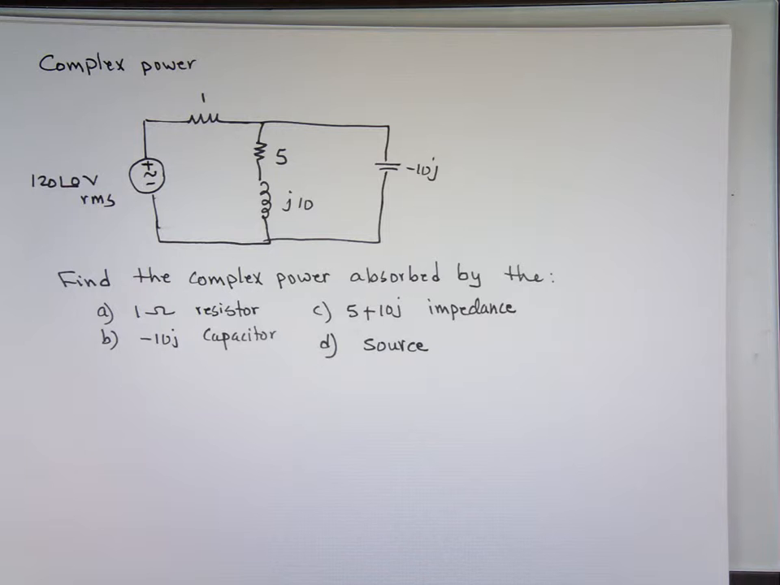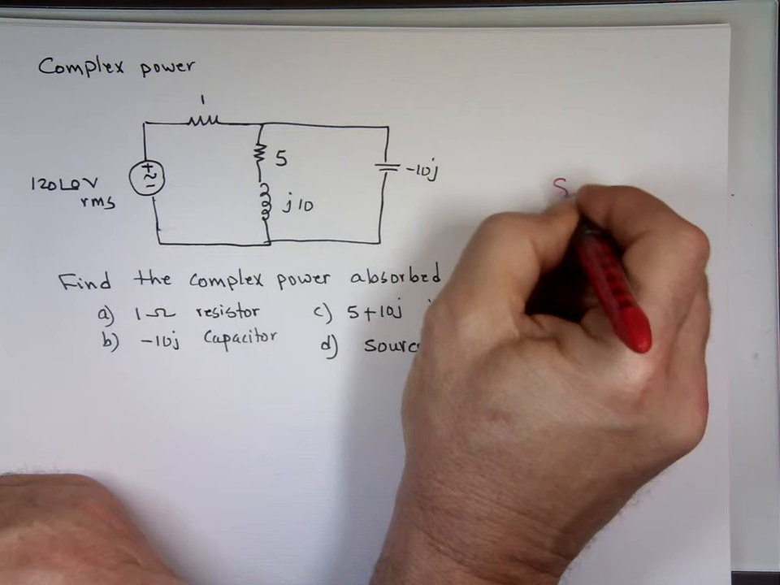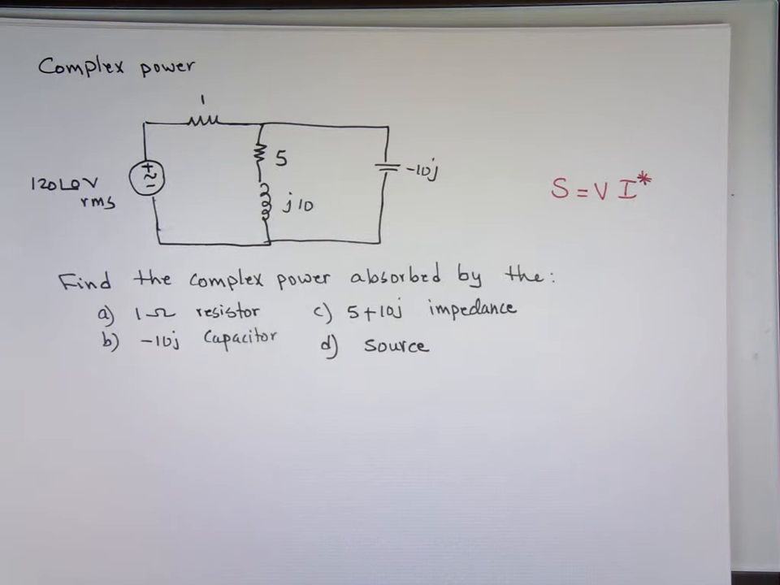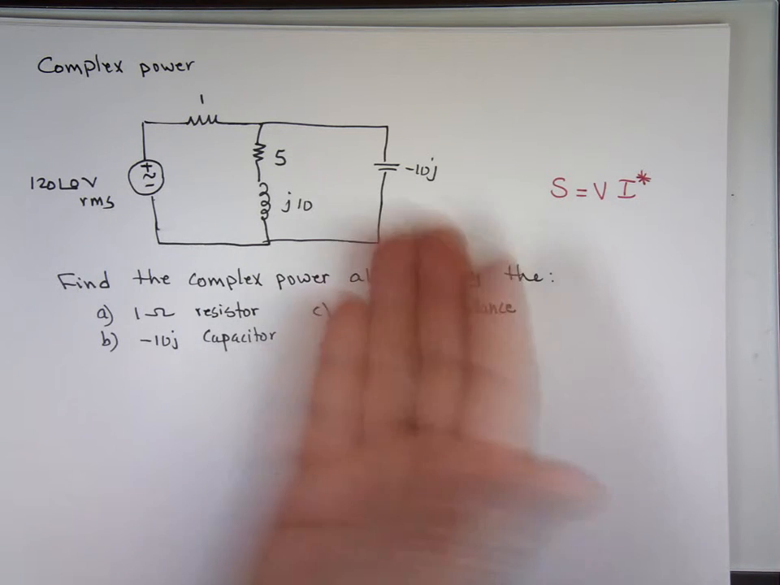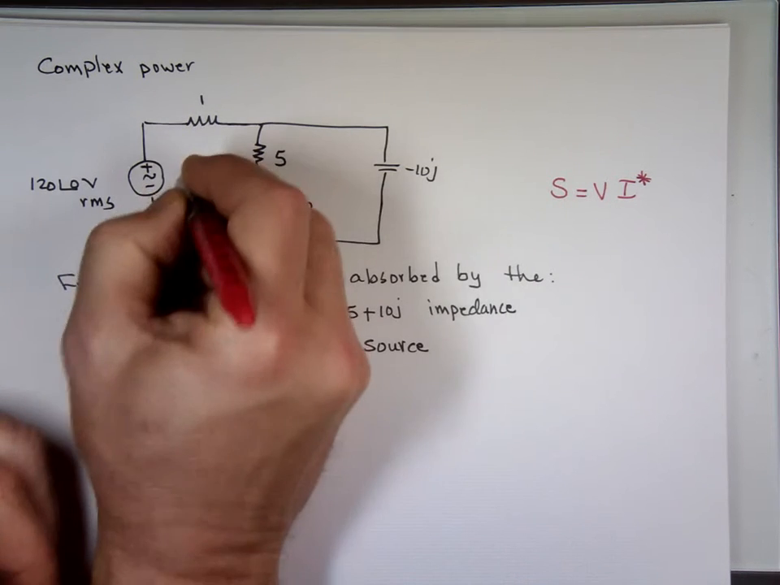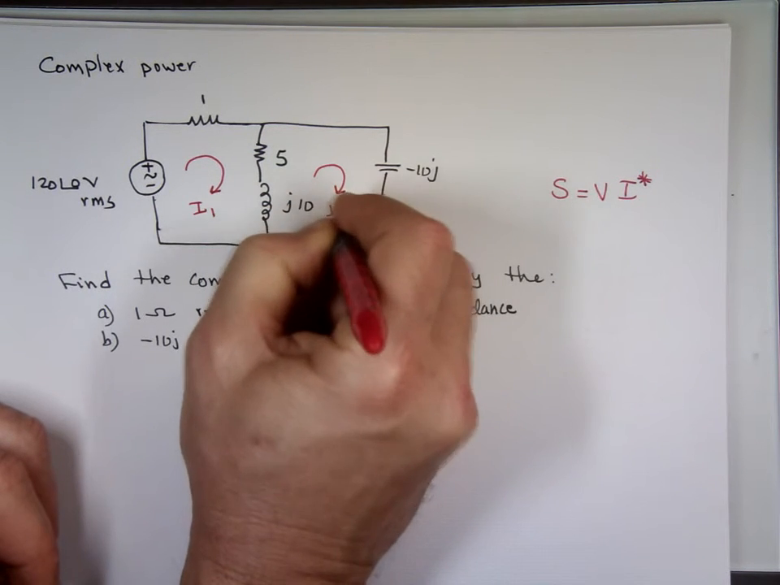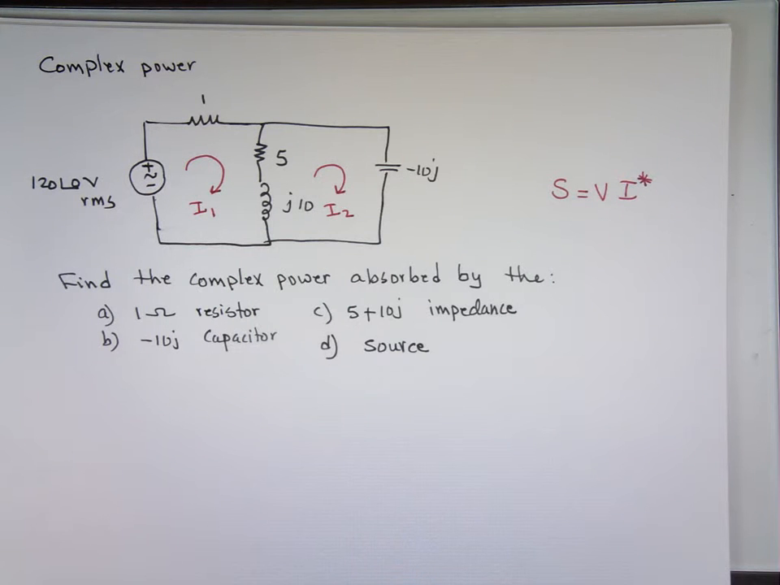Now remember, complex power is defined as S equals V times I conjugate. So if I can find the voltage across each one of them, I can use any technique I want. I can use mesh equations to find the current through each one, and once I have the current, I know the voltage across each one. So if I do I sub 1 here, I sub 2 here, I will have 2 equations by 2 unknowns.